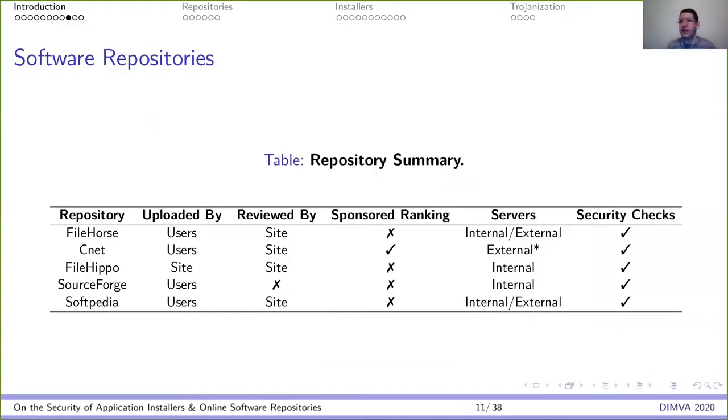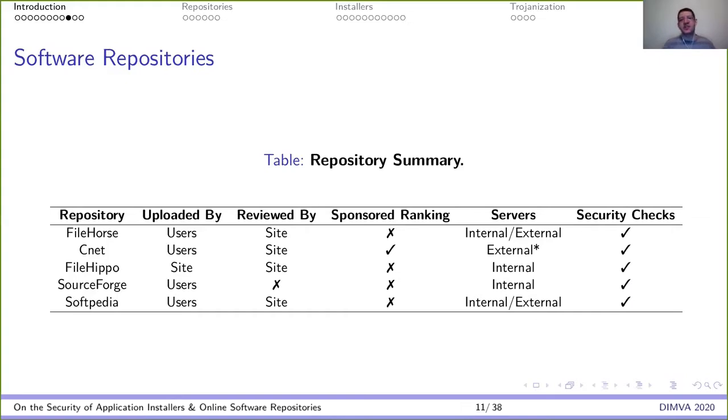And here is a summary of what happens in all of the repositories, and there are very interesting things that we need to be concerned about. For instance, CNET allows applications to be sponsored, which means that someone may pay for an application to climb to the first rank position. If an attacker were able to pay to sponsor an application, a malicious application could climb to the first rank positions and infect multiple users.